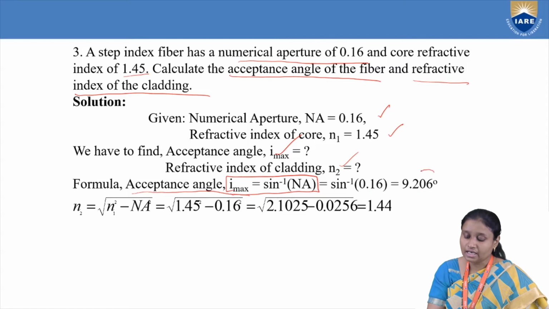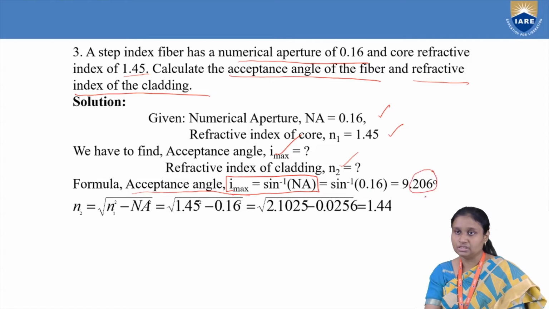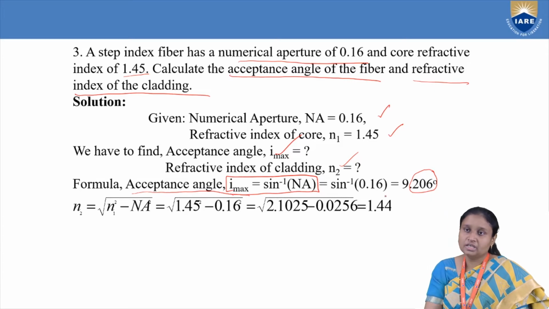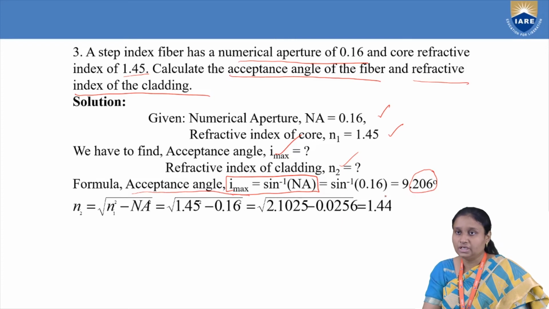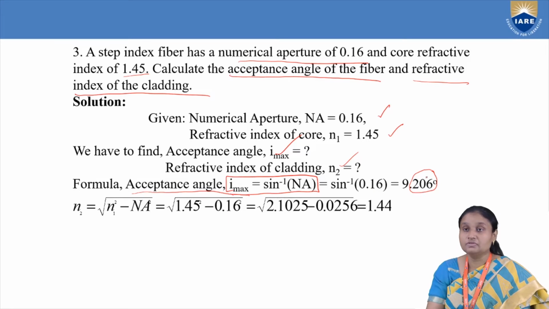If you want, you can convert this 0.206 degrees into minutes. If we multiply it with 60, we'll have it in minutes. So we can mention it in degrees and minutes, otherwise, we can mention it in degrees. So we have calculated our acceptance angle. Now, what else do we need to find? We need to find the refractive index of the cladding.